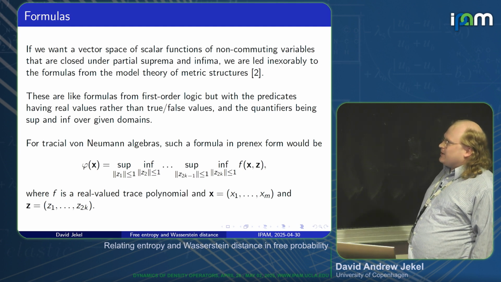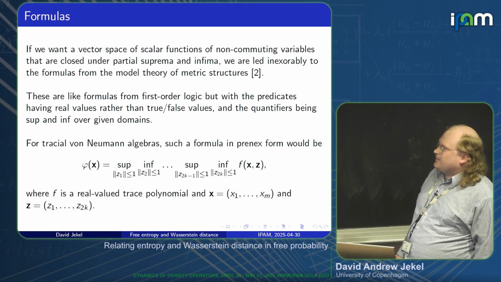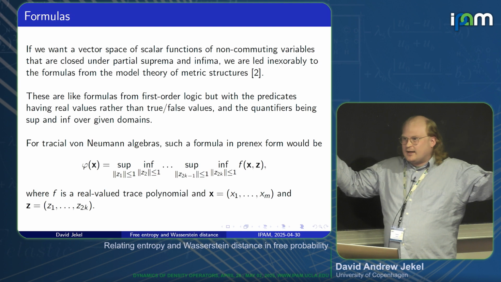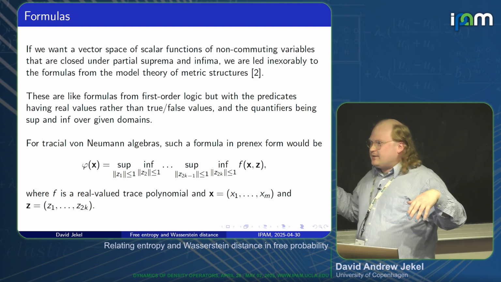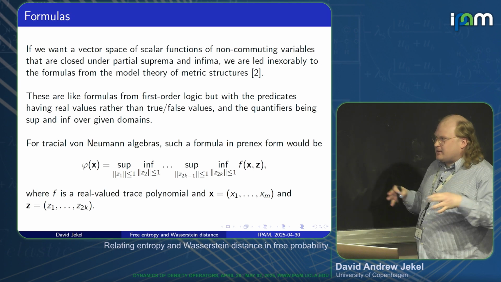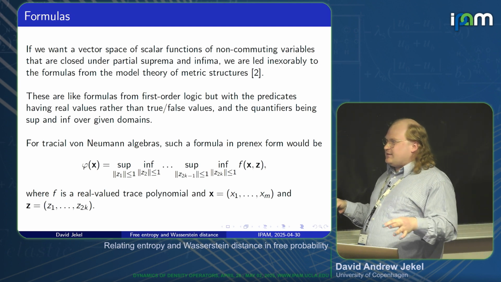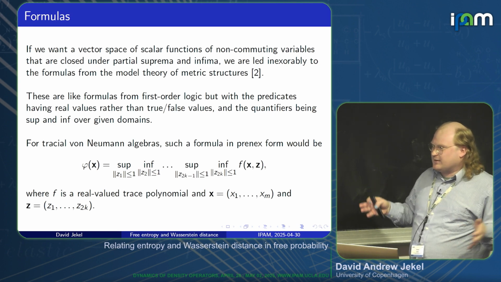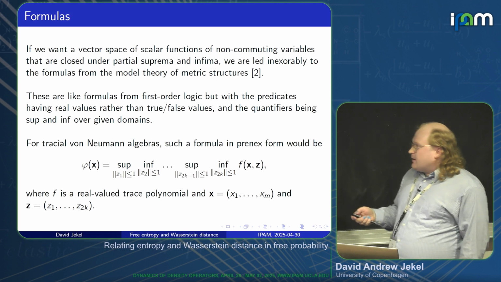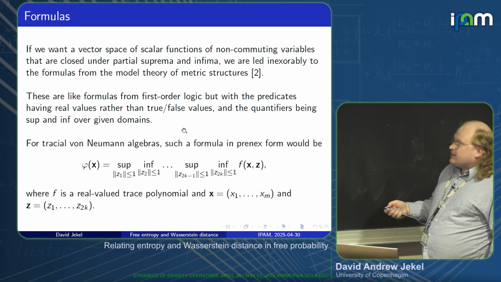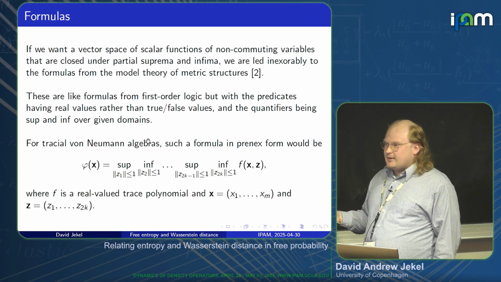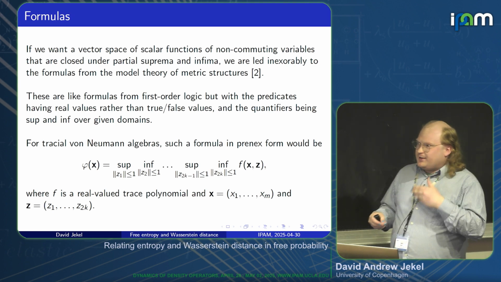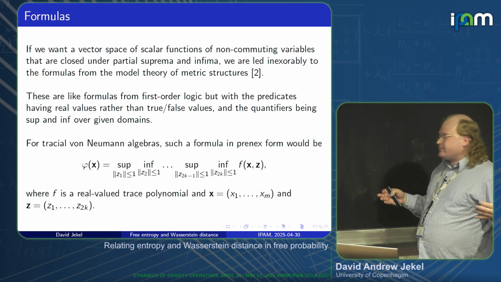Okay, so what do I mean by these formulas? So firstly, if we're considering the goal of having some nice class of functions that includes trace polynomials, and you want it to be a vector space, and you want it to be closed under these partial suprema and infima, you're sort of forced to allow iterated suprema and infima, right? Because there's no way that you can just reduce it to only one quantifier or zero quantifiers. But these things that you get from these iterated quantifiers are some sort of logical formula, or at least analogous to logical formulas, where you don't take true false values, but you take real values.